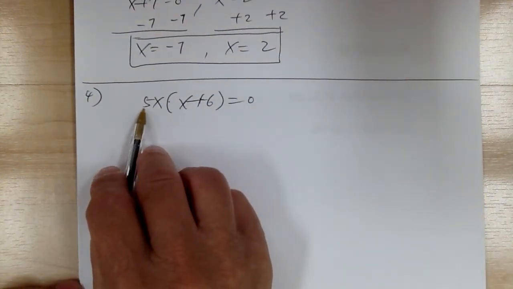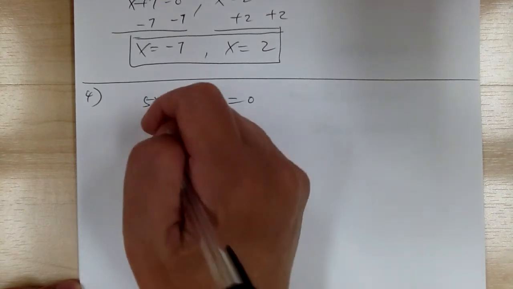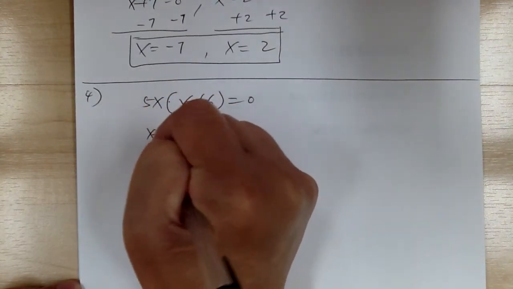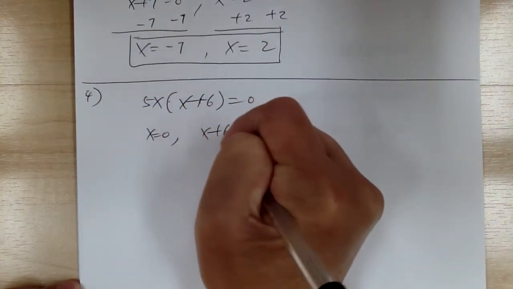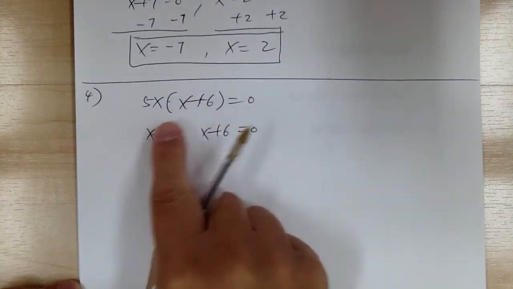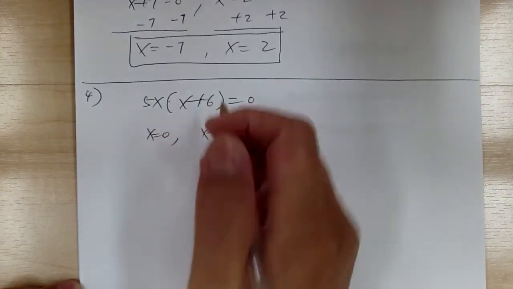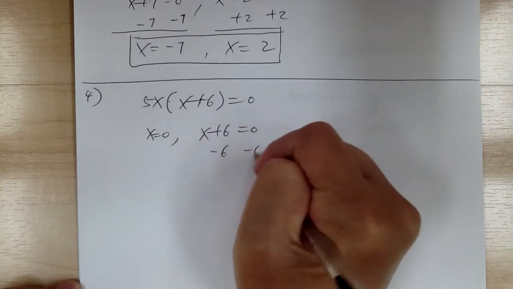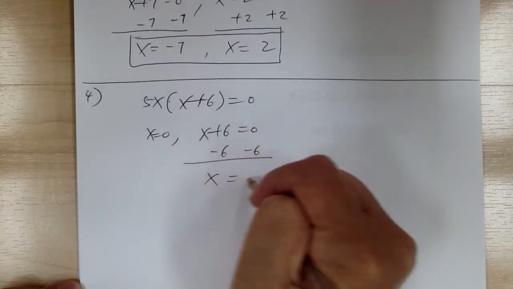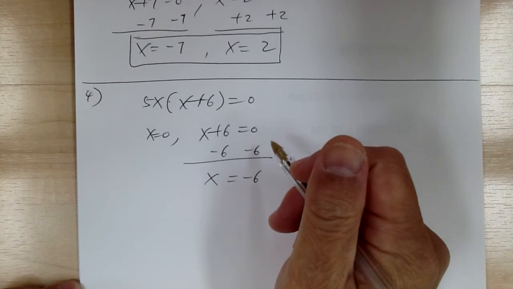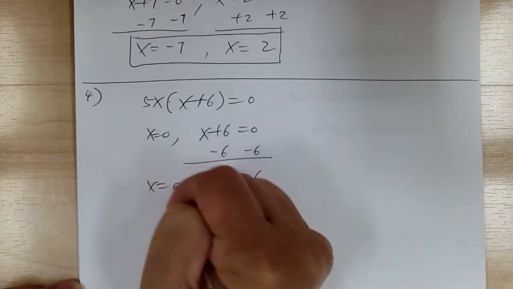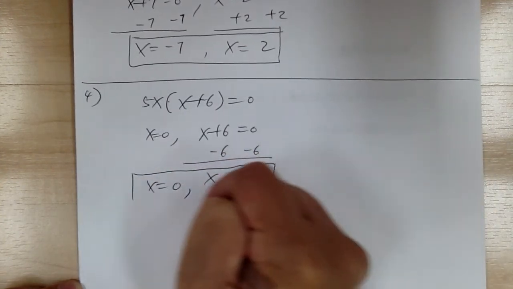Okay, now 5 will never equal 0, so you don't have to worry about the 5. So this part will have x equal to 0. This part, you got x plus 6 equal to 0. So you just look for the variable part. And so this is already done. So you minus 6 on both sides on this one, so x equal to negative 6. Okay, and so you got x equal to 0 and x equal to negative 6.